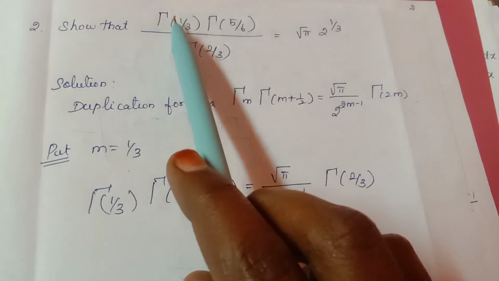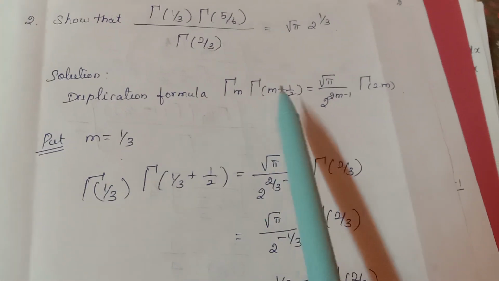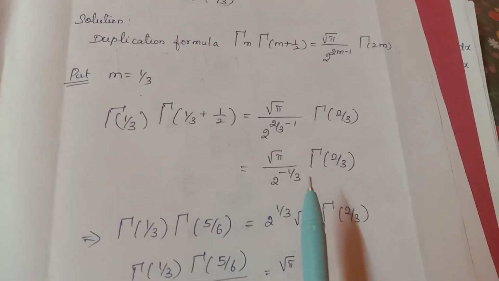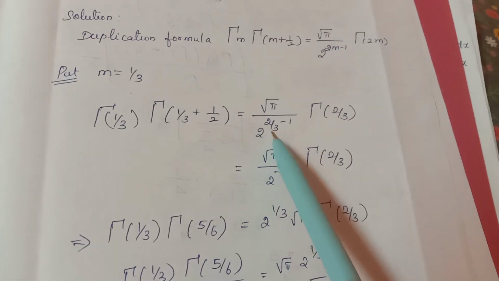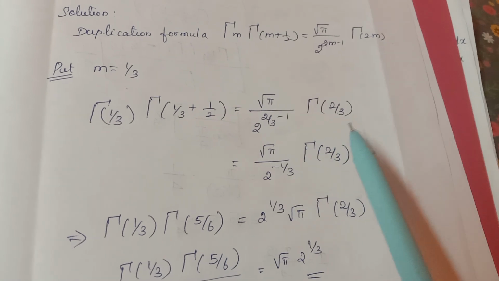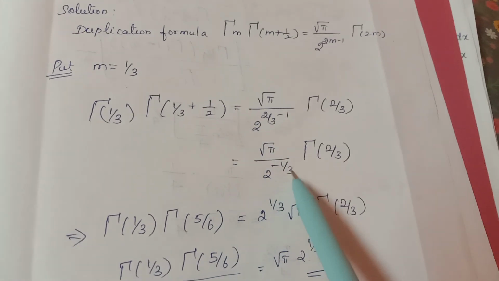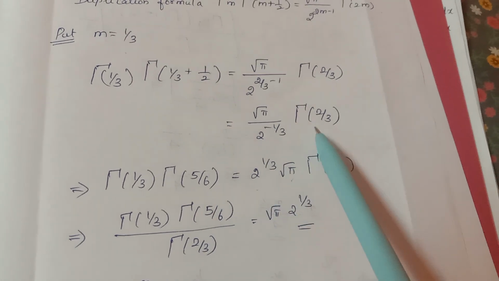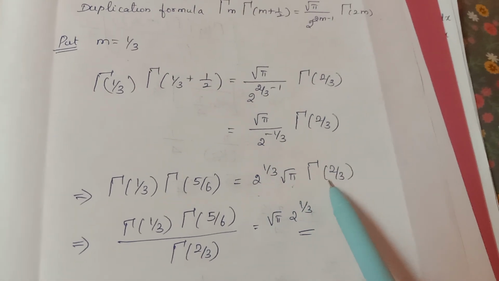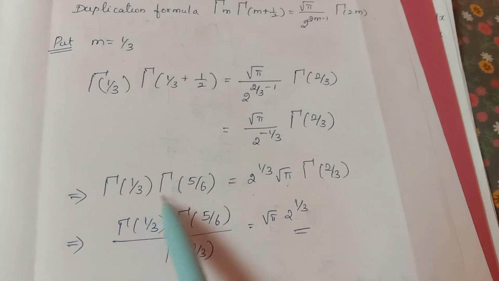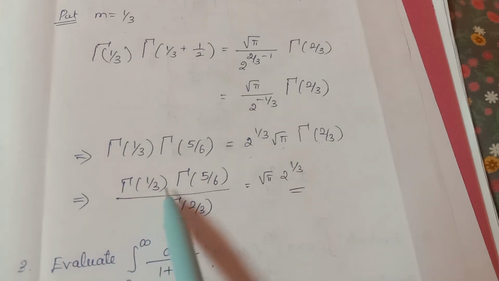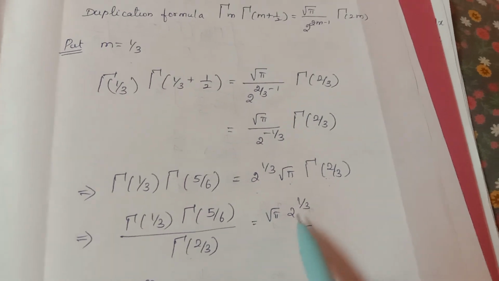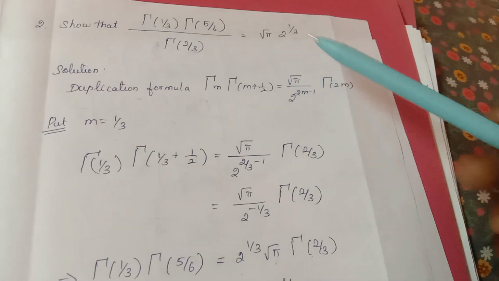So here m is equal to 1 by 3. You substitute the value: gamma of 1 by 3 into gamma of 1 by 3 plus 1 by 2 equals root pi by 2 power 2 by 3 minus 1 into gamma of 2 by 3. So this will be 2 power minus 1 by 3, and bring it to the numerator. It will be 2 power 1 by 3 into root pi into gamma of 2 by 3. Now you bring this term to the left hand side. So we have gamma of 1 by 3 into gamma of 5 by 6 by gamma of 2 by 3 equal to 2 power 1 by 3 into root pi, which is the required result.